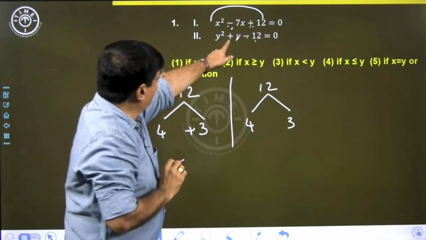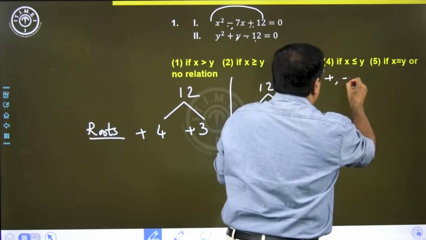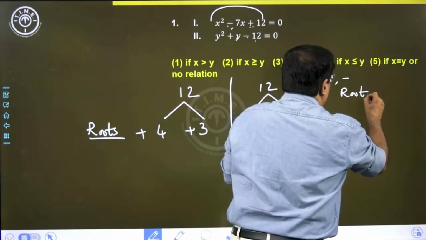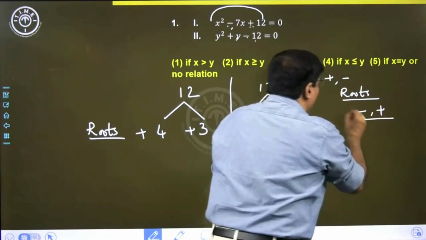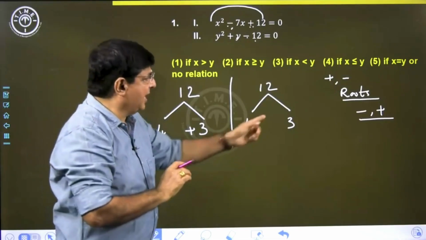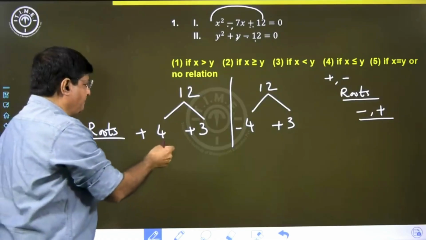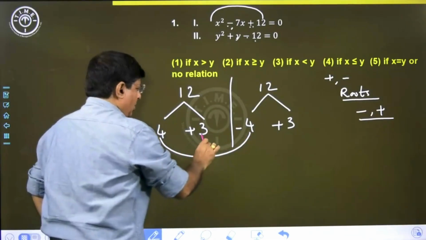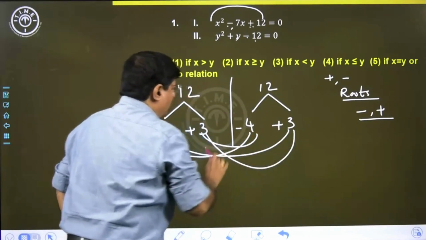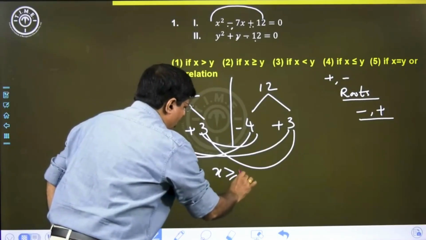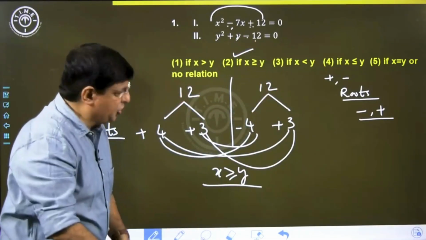What are the signs in the equation? Plus and minus. If the signs in the equation are plus and minus, what do you say about the sign of the roots? Plus and minus, the signs of the roots will be minus and plus. So this is minus and this is plus. Let us compare now. 4 greater than minus 4, 4 greater than 3, 3 greater than minus 4, 3 equal to 3. So x greater than or equal to y. Option is 2.